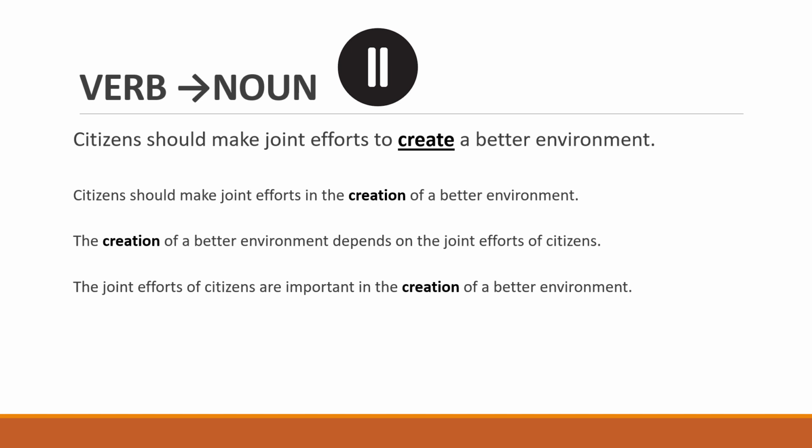Another example is with the verb create. Please look at the sentences. To paraphrase the sentence, the writer used the noun form of the verb create.